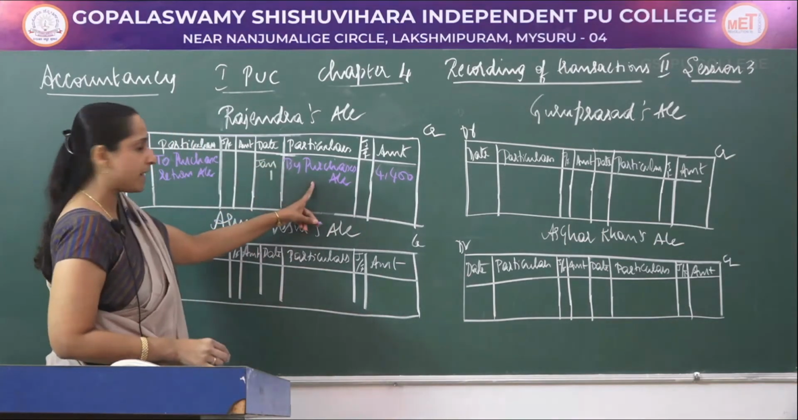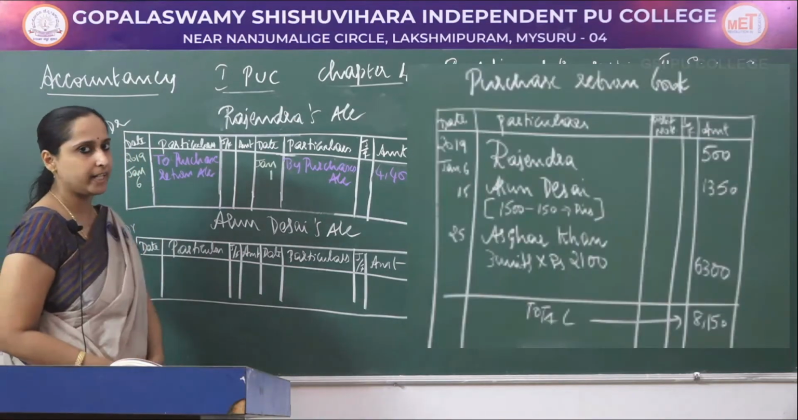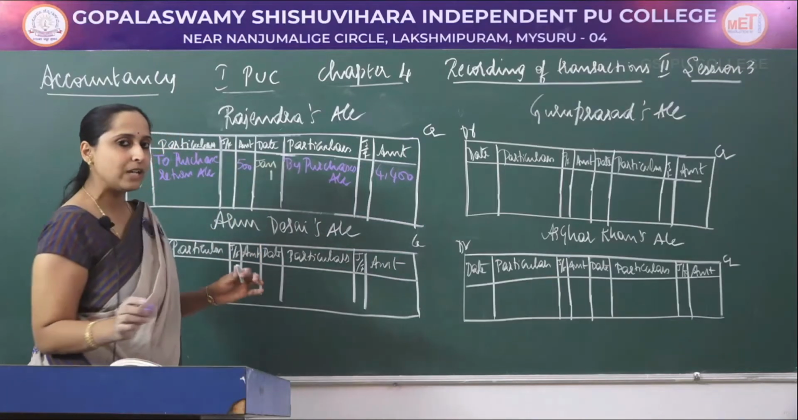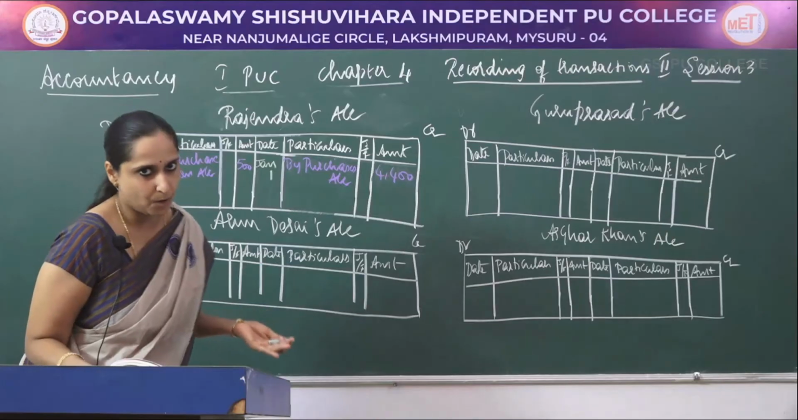First we purchased goods, on the 6th we returned goods. So, how much worth goods are we returning? 500. Here there is only posting of ledger account. Here there is no need to balance the account.